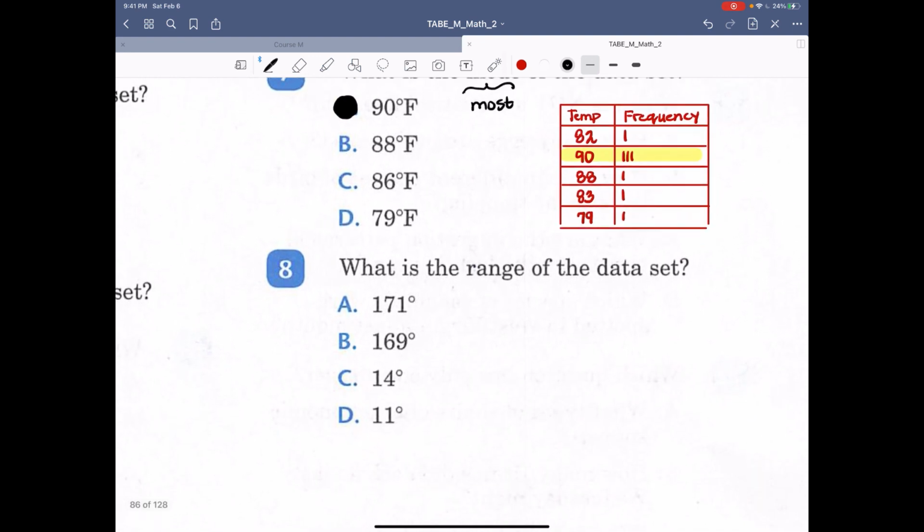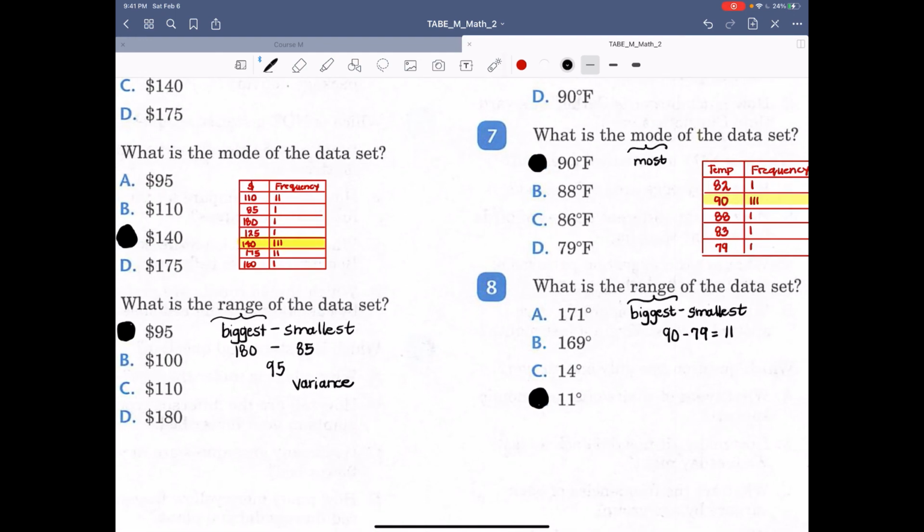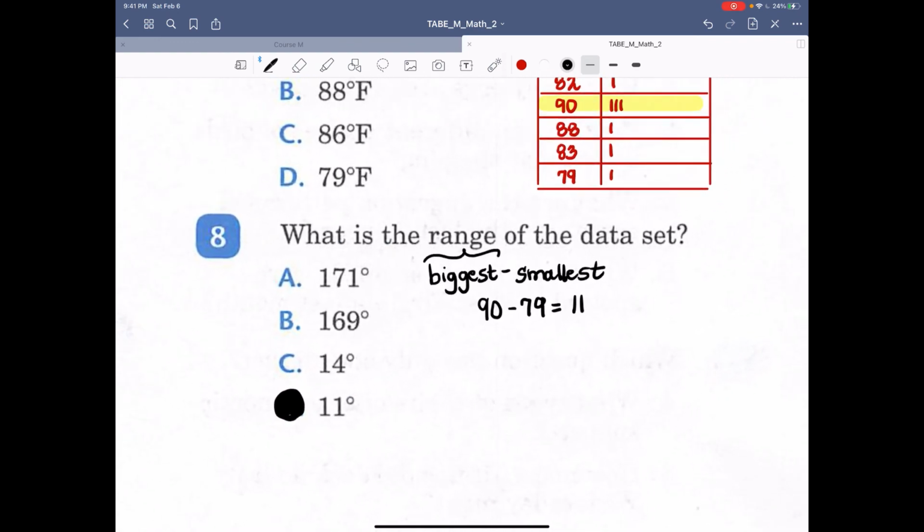And then number 8, when you see range, you think of subtraction. The biggest, the greatest minus the least. The table helps you there too. The biggest one I see is 90. The smallest is 79. So this is not a lot of variance, guys. This is only 11 degrees of variance. These temperatures are tight. The range on this set of data was 95. There was a lot of variance in there. On these temperatures, not so much. The temperatures didn't vary greatly.